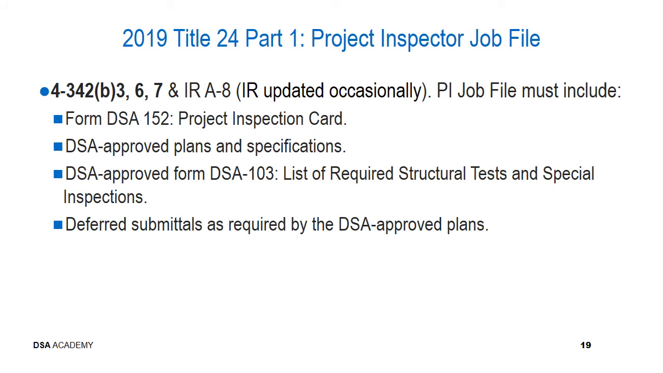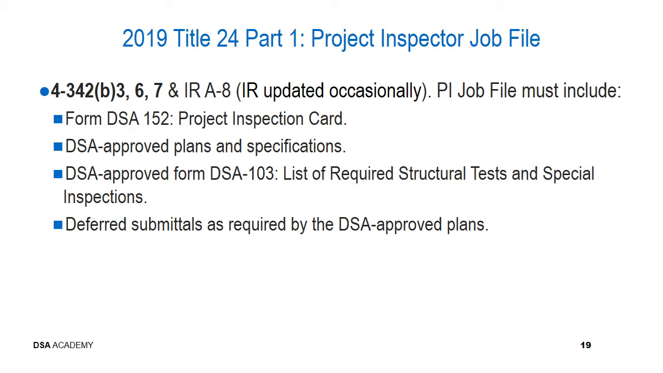With regards to the project inspector's job file covered in sections 4-342B, items 3, 6, and 7, there's also additional information in IR A-8, and that IR is updated occasionally, and you can check our website for the latest version. The project inspector's job file must include the following elements. They need to include the Form DSA 152, which many of you are aware of as the project inspection card. You must also have the DSA approved plans and specifications. That's the DSA approved construction documents.